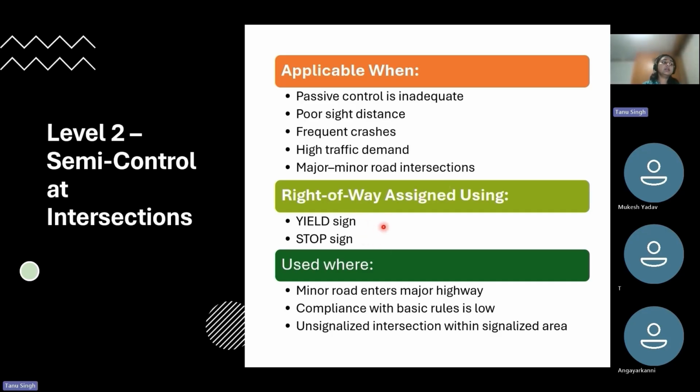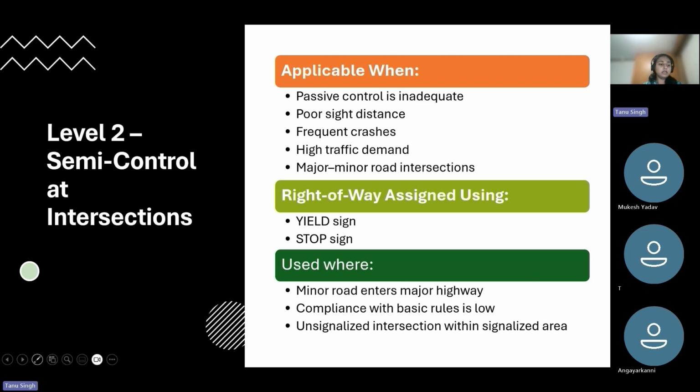This type of control is used when a minor road meets a major road. The traffic on the major road gets priority. It is also used when driver compliance with the basic rule is low, or when an unsignalized intersection exists within a signalized corridor.